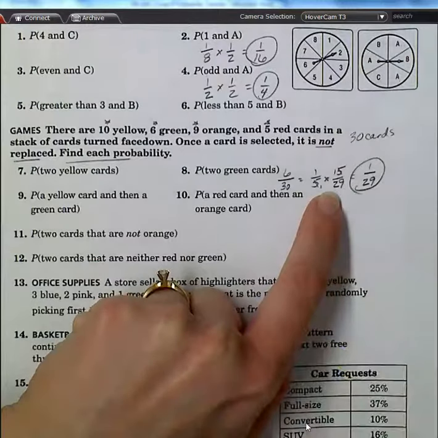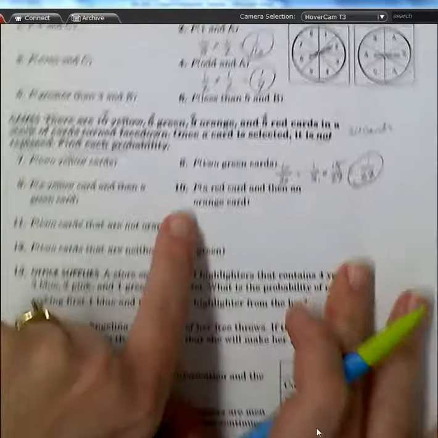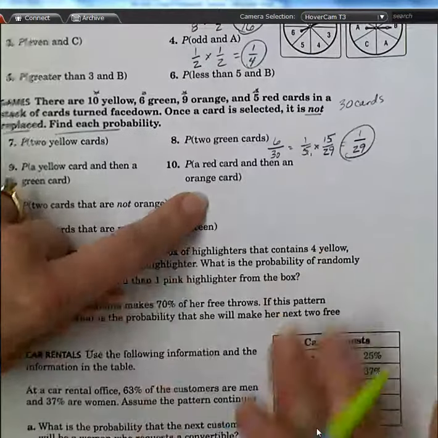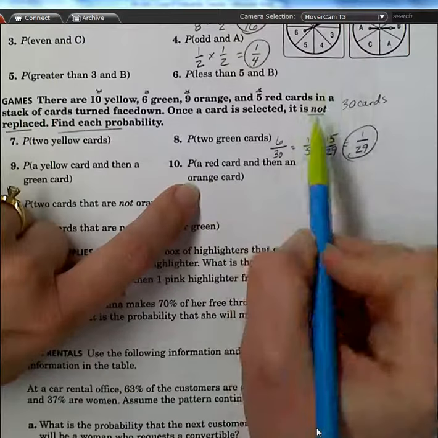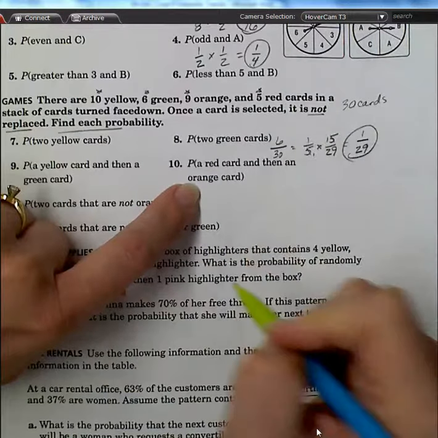On this side. Let's do another one of those because I think the dependent ones are tricky. Probability of a red card and then an orange card. It's not replaced, independent or dependent?